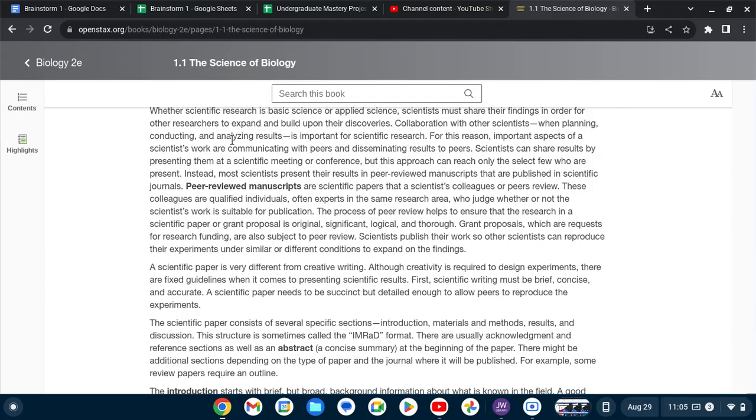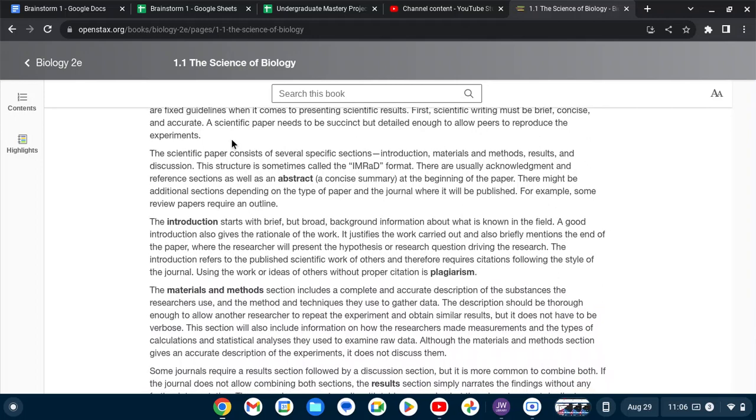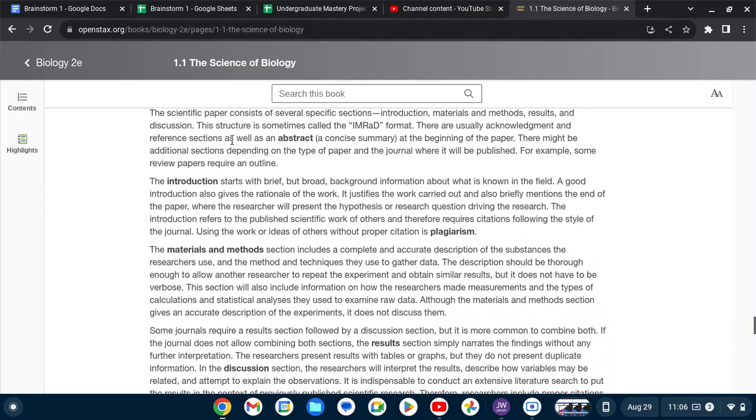First, scientific writing must be brief, concise, and accurate. A scientific paper needs to be succinct, but detailed enough to allow peers to reproduce the experiments. The scientific paper consists of several specific sections: introduction, materials and methods, results, and discussion. This structure is sometimes called IMRAD format.